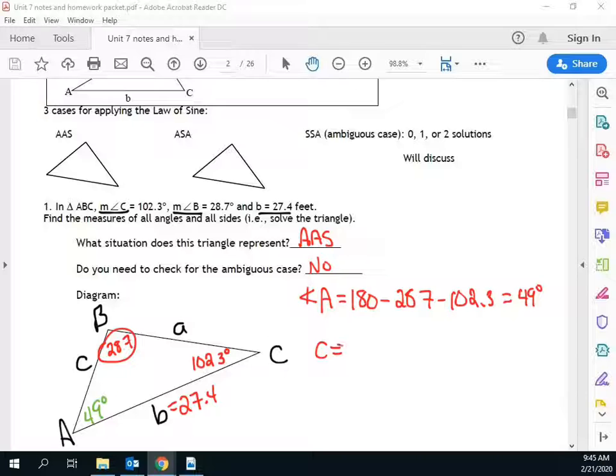And so we set it up this way. And I shouldn't put an equal sign. I'll put an arrow to say this is the work you need to do. Have they given us an angle and its opposite side in this problem? Have they given us an angle and an opposite side yet? Yes. They've given us B and its side B, right? They've given us angle B and its side B. So I'm going to go ahead. Sine of 28.7 over length of its opposite side, which is 27.4.